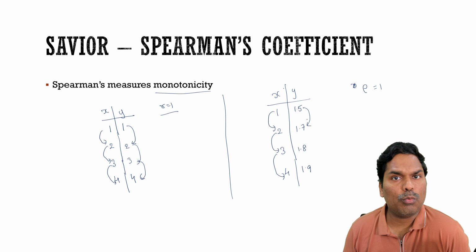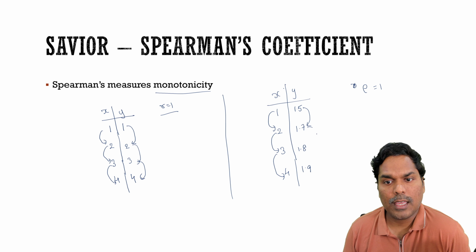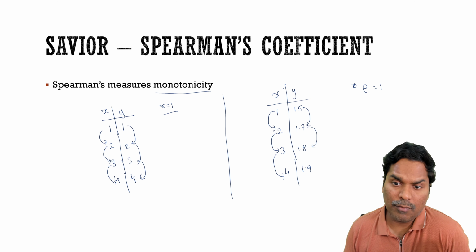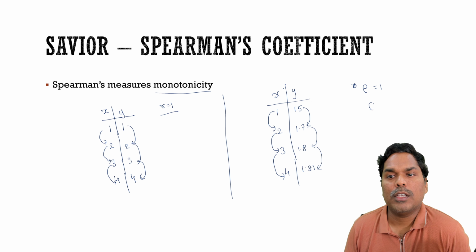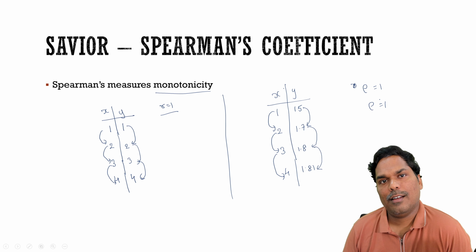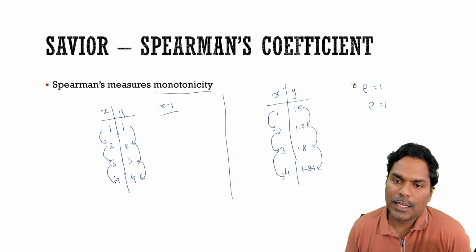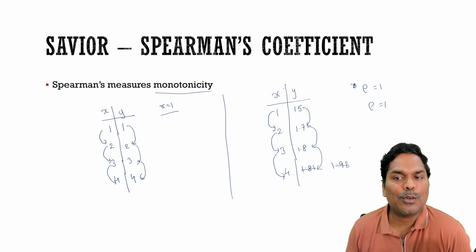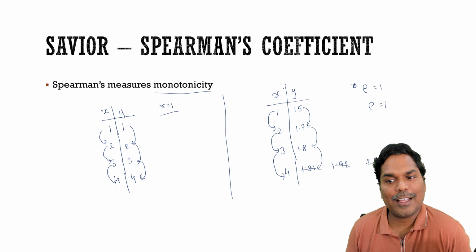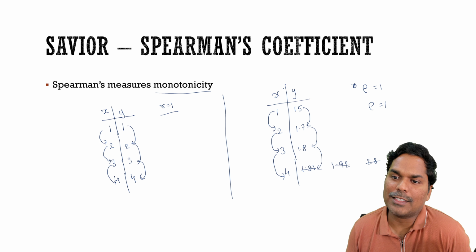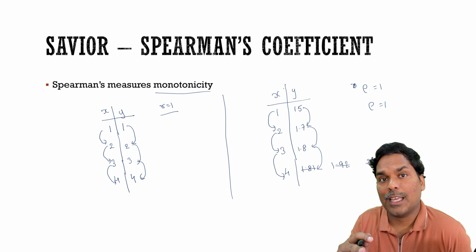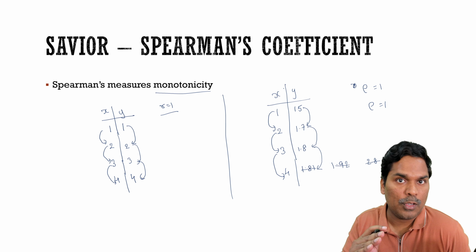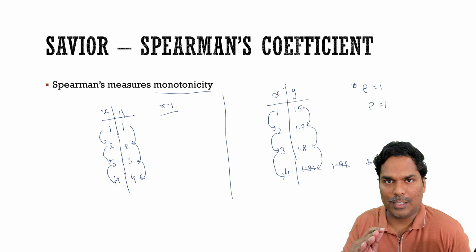1.5 to 1.7, a 0.2 increase. Here again only a 0.1 increase. By the way, even if it is 1.81, your rho is still equal to 1. If it is 1.92, still rho equal to 1. If it is 2.8, still rho equal to 1. If it is 2.9, still rho equal to 1. You don't care about how much it is increasing when you are doing Spearman's. You only care whether it increased or not.